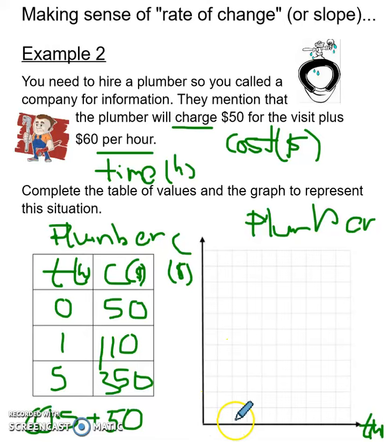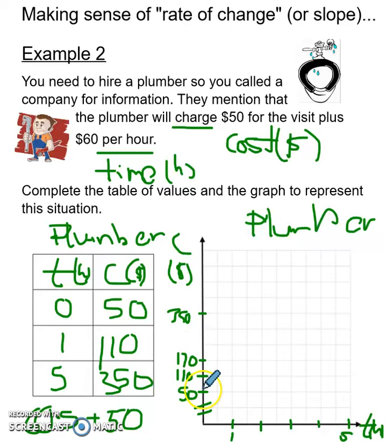And then you have to graduate, so we're going to do the same. So 1, 2, 3, 4, 5 for the hours, and now you have to go by 60. So what you can do is cut your axis. You can say we're going to start at 50 here, and we're going to graduate by 60. So that's 110, 170, and so on, and here would be 350.